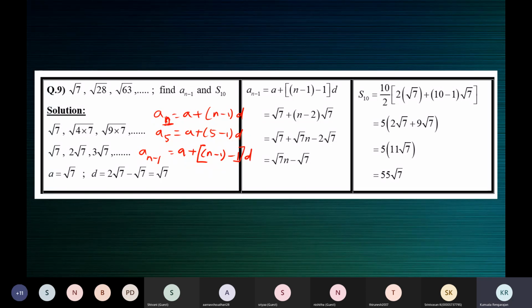If you want to find the nth term, it's n minus 1. Fifth term, 5 minus 1. (n minus 1)th term, n minus 1 minus 1 into d. So the (n minus 1)th term will be a plus (n minus 1 minus 1) into d. Whatever term is here, minus 1 into d.